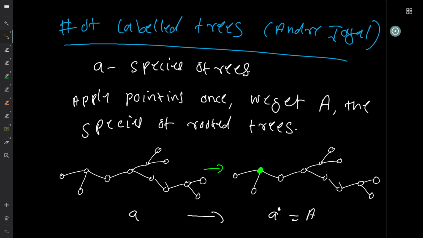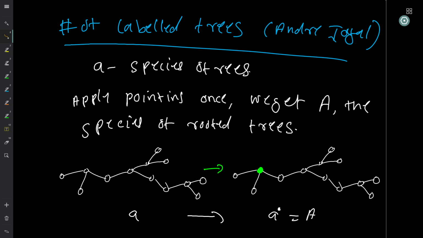Now we conclude this lecture with a very nice application to count the number of labeled trees, and this was given by Andre Joyal. We already counted the number of labeled trees in our course earlier using some techniques, and we showed that it's actually n raised to n minus 2. So we are going to prove the same thing, but now using species.